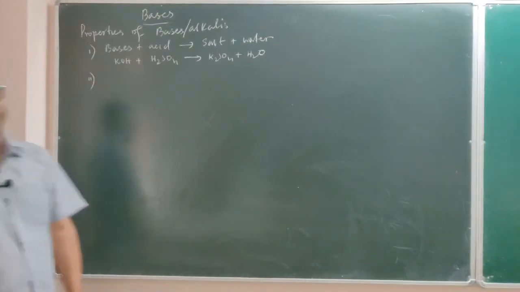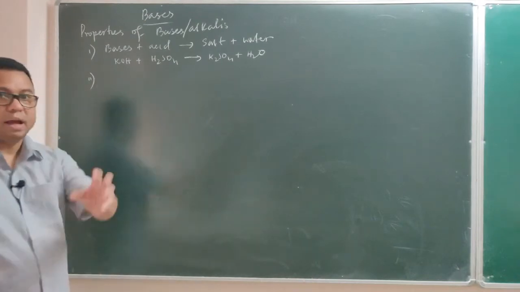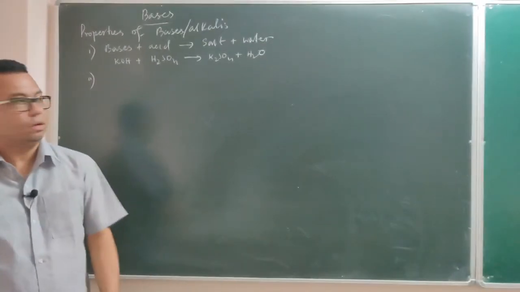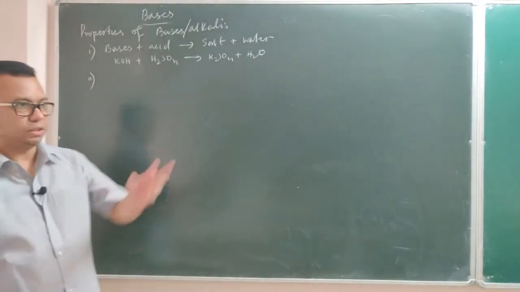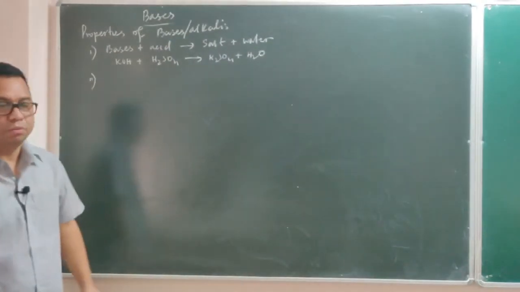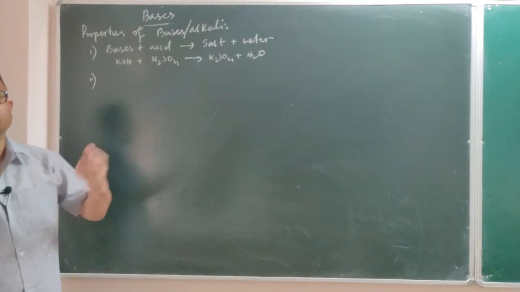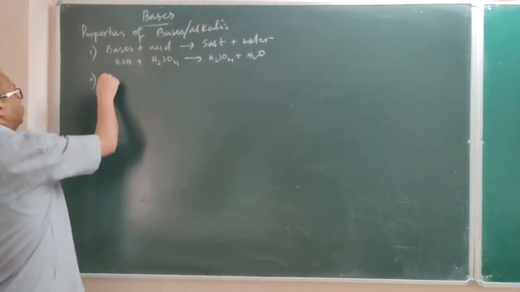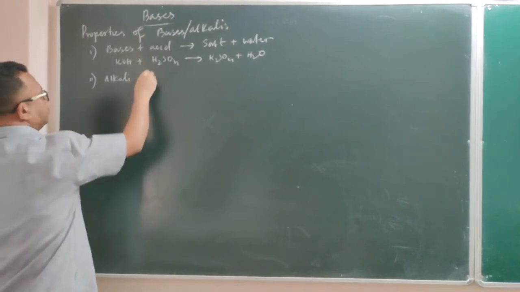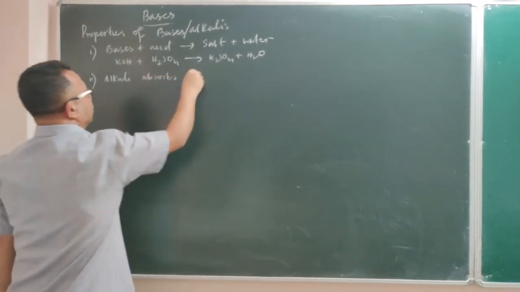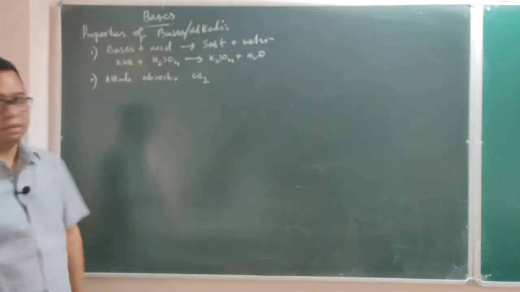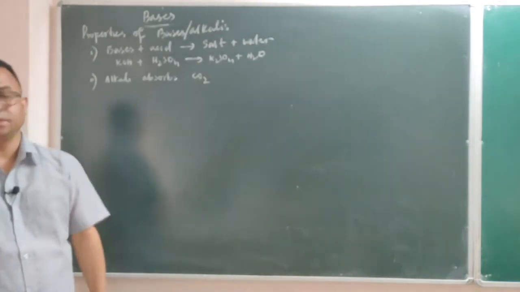Second one, alkalis have the tendency to absorb carbon dioxide. In fact, you might have heard about caustic soda, caustic potash, especially caustic potash is used for absorbing carbon dioxide. In that photosynthesis experiment in biology you might have seen. So caustic potash is nothing but an alkali. So that means what can alkali do? Alkali can absorb carbon dioxide.